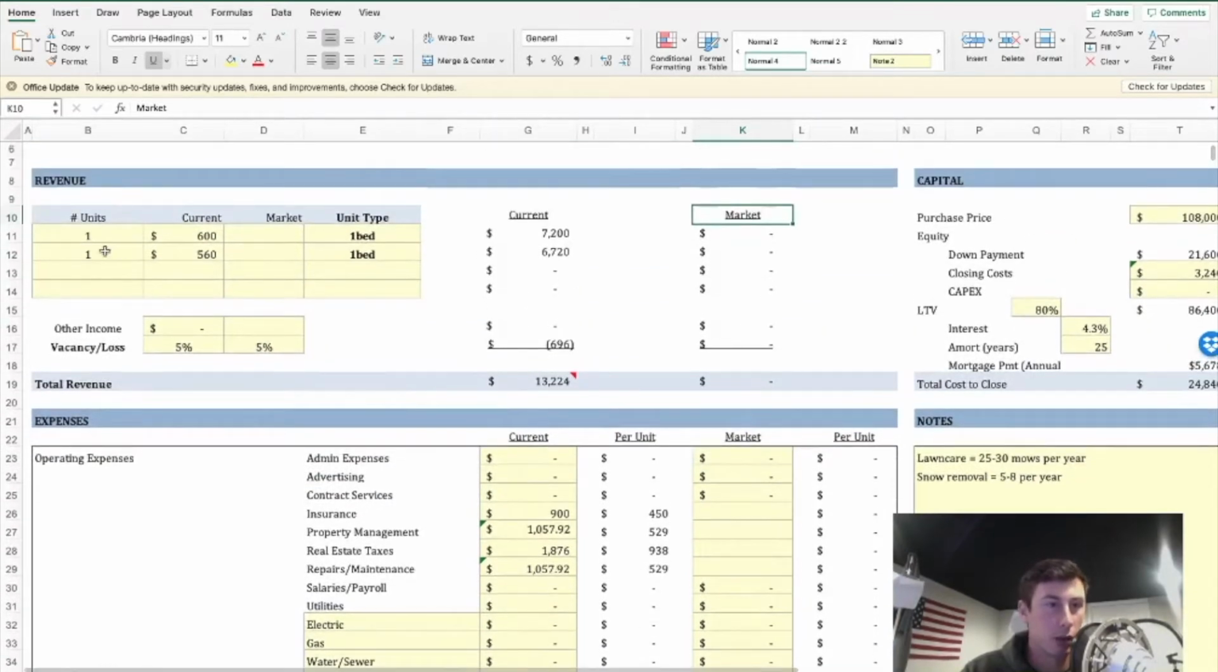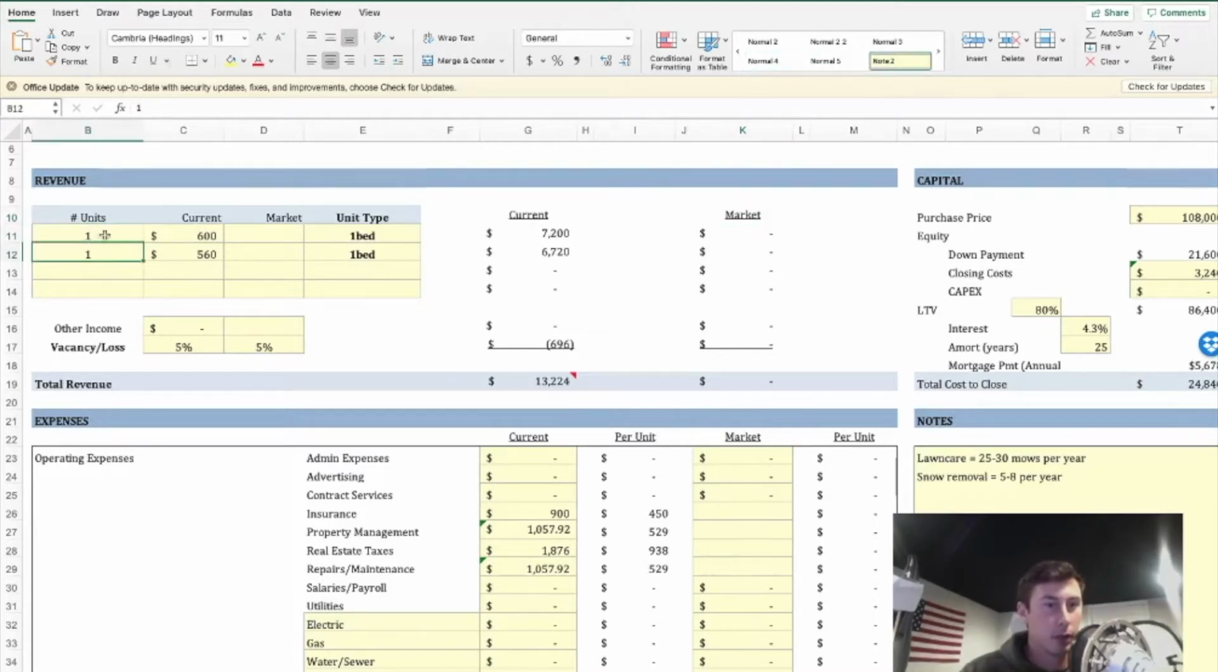But the first thing we're going to fill out up here is the unit count. And depending upon if you have 1-bedroom, 2-bedroom, 3-bedroom units, you type that in differently. But I'm showing I have 1 unit. They're both 1-bedrooms, but 1 unit at $600 and 1 unit at $550 on the current right here, not the market, but the current. So we'll fill out the market data in a little bit.